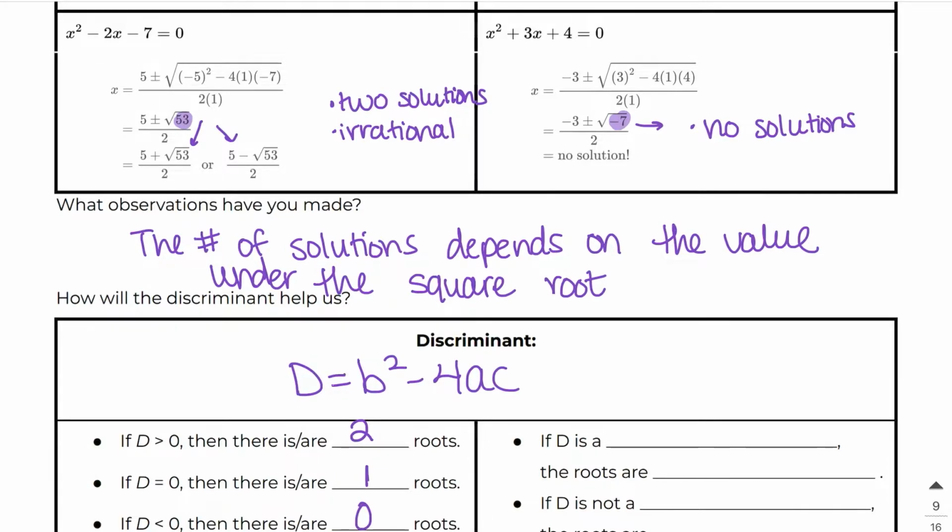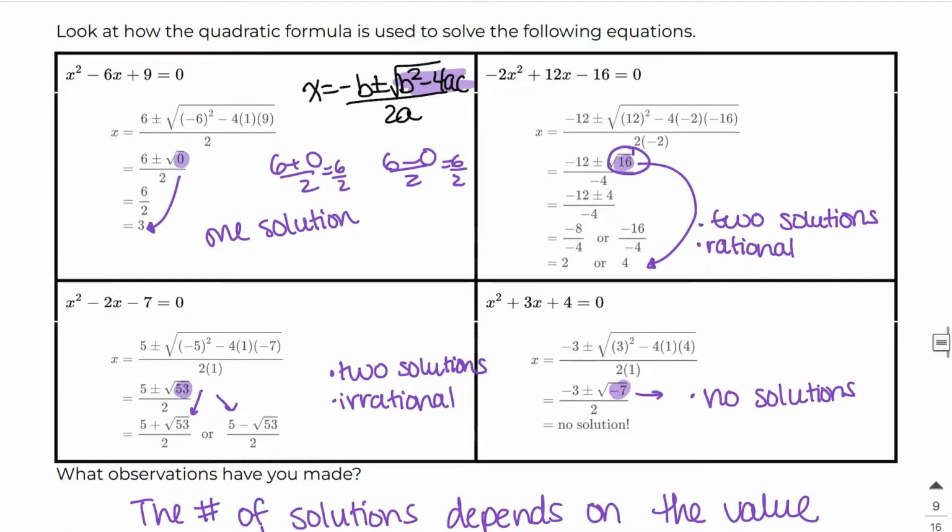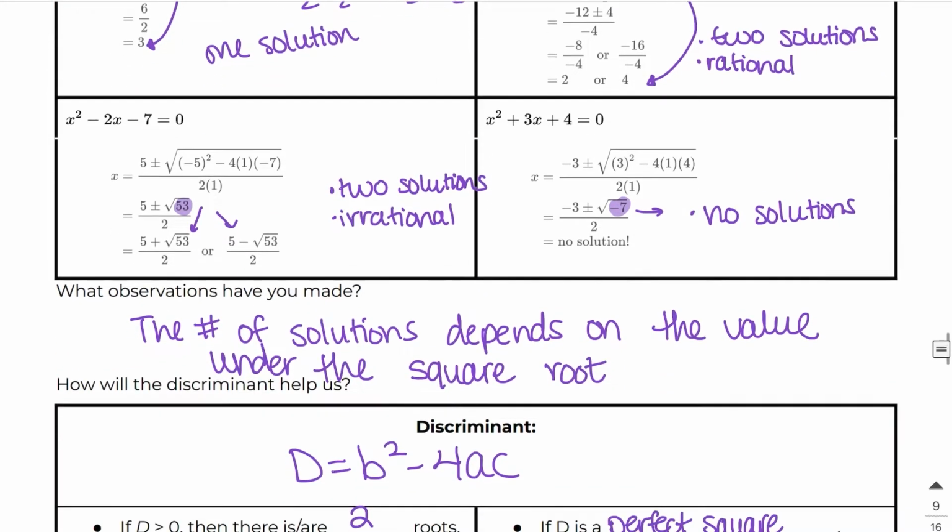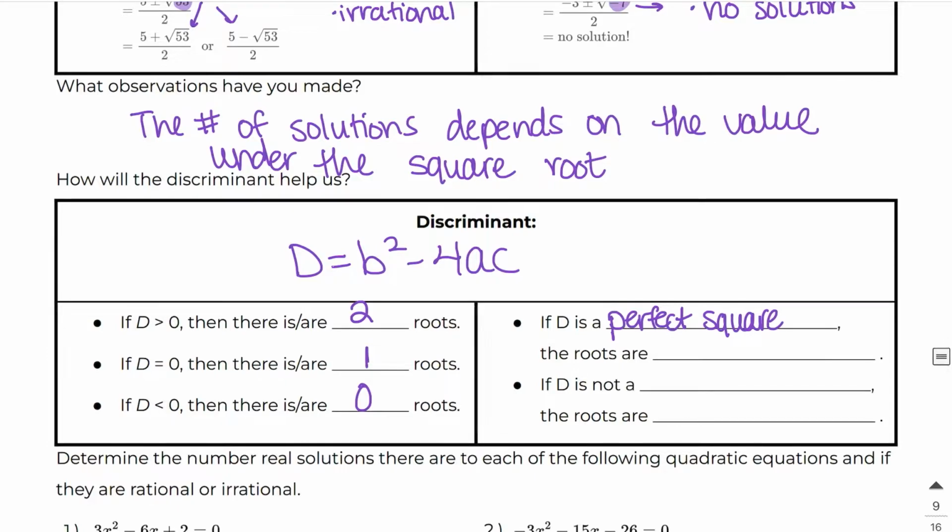Okay? If d is a perfect square, though, so for example, right here, 16 is a perfect square. I can square root 16 evenly. I get numbers that are nice, pretty rational numbers, okay? Even if I get a fraction, it's still rational. Like if I get 5/3, it's still a rational value. And even 0 is a perfect square. Here I get one solution, but it's one nice, even, pretty rational value. So the roots are rational.